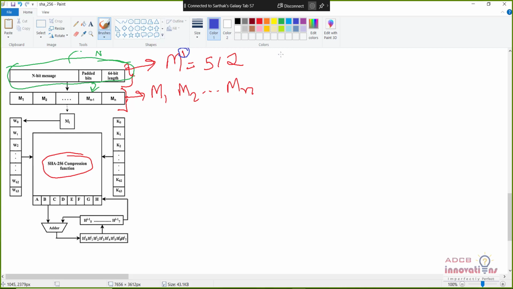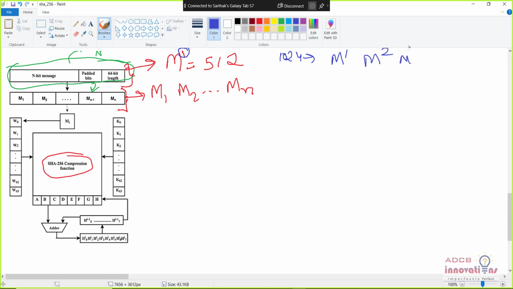Let's say our message is of 1024 bits, then it will be divided into two parts, that is m superscript 1 and m superscript 2. Let's say it is of more length, then it will be divided into m3, m4 and so on. In our case, we are lucky enough that our message is only 512 bits, so we only need this one single part, that is m. All right, so that's why n is equal to 1.